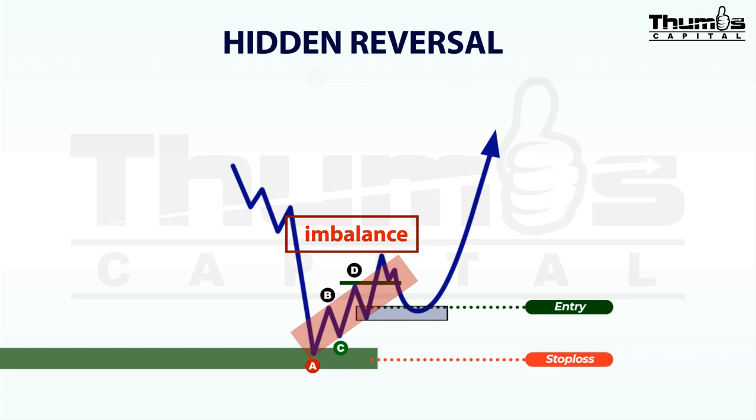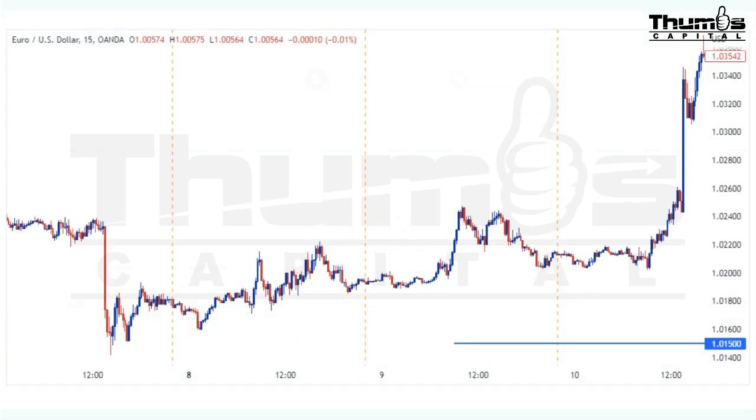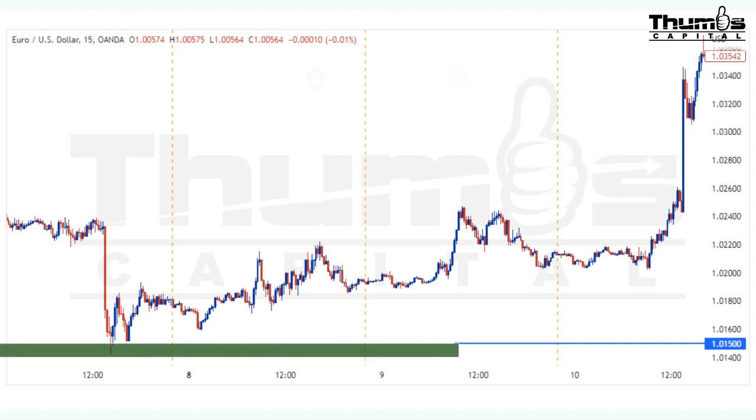Let's look at some examples on the chart with candlesticks. Here we have a 15-minute chart of the Euro USD with 1.015 price as our predetermined buy trade zone, higher price. Let's assume this rectangle represents the trade zone. Price hit the zone right here with this impulsive drop, most likely caused by a news event. The drop created this massive imbalance in price delivery, which makes it a potential hidden reversal opportunity.